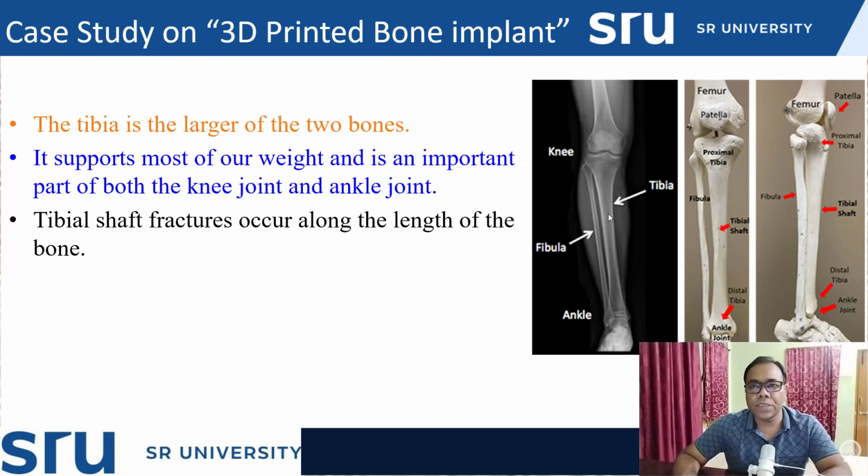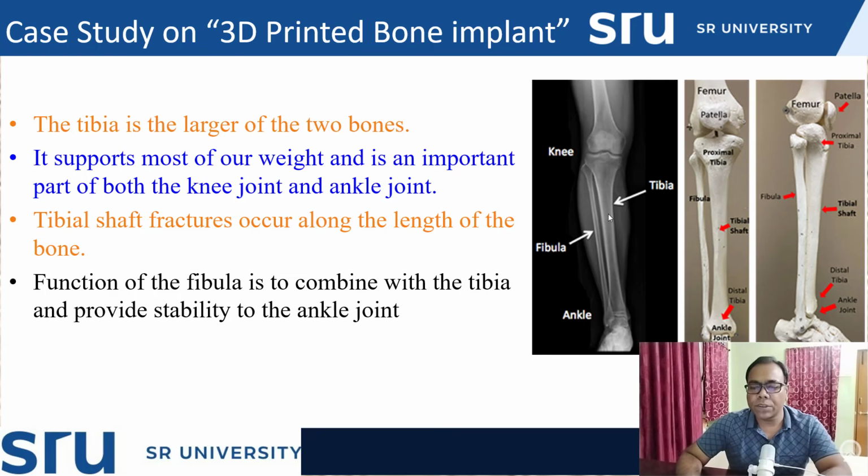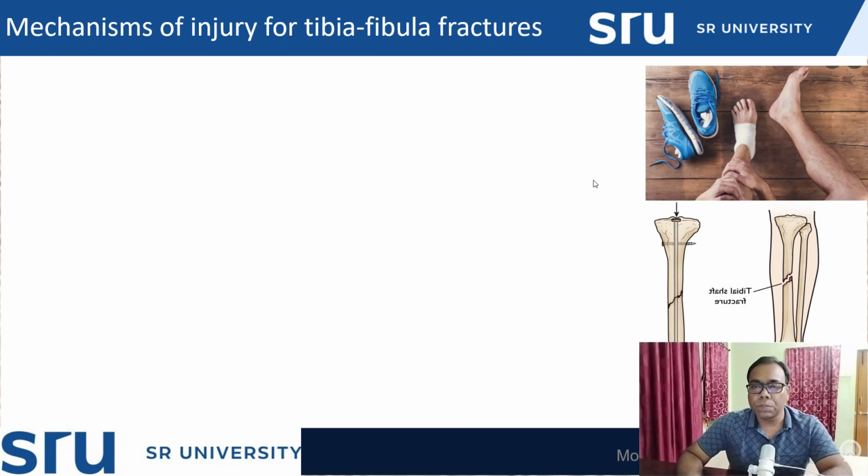Sometimes we have seen that a tibia bone shaft fracture occurs along the length of the bone. So in that length direction itself, the tibia bone fracture takes place. Similarly, the function of the fibula bone is to combine with the tibia and provide stability to the ankle joint. So the ankle joint and this tibia bone are supported by the fibula bone. In this way we have seen the role of the different bones in our leg.